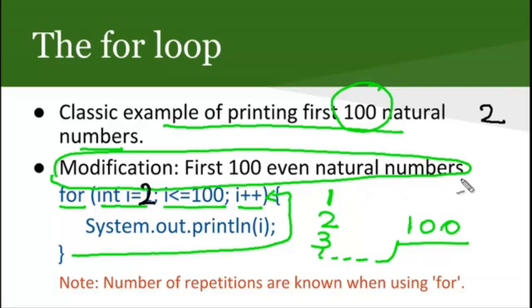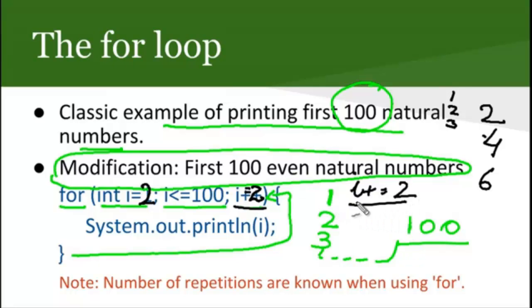And at every step, previously we were adding 1, with values like 1, 2, 3. At this point we want to add 2 to each value. So the values which are to be printed are 2, 4, 6. So instead of incrementing by 1, we basically increment by 2. So we write here I plus equals 2. Instead of incrementing by 1, we increment by 2.